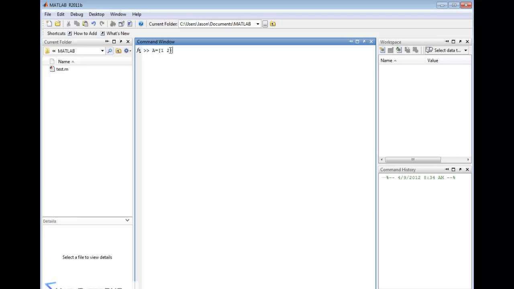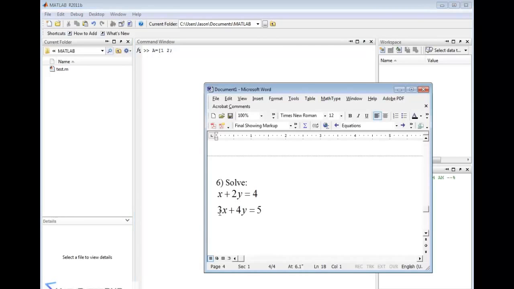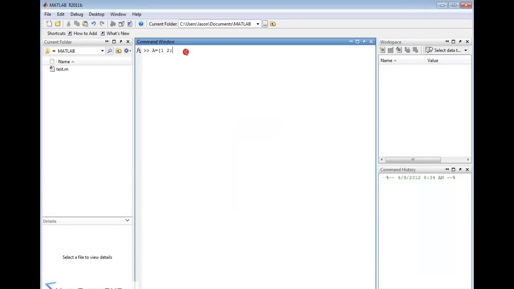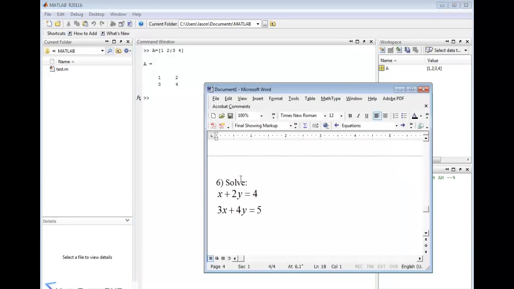That tells Matlab, okay, the next line of the matrix is as follows, 3x plus 4y. So we put 3 space 4. So that is the second row. When I hit enter, I've assigned this 2 by 2 matrix to variable A. Notice I have a 1, a 2, a 3, and a 4. And this all matches 1, 2, 3, 4 with what I have on the left-hand side of the equal sign.